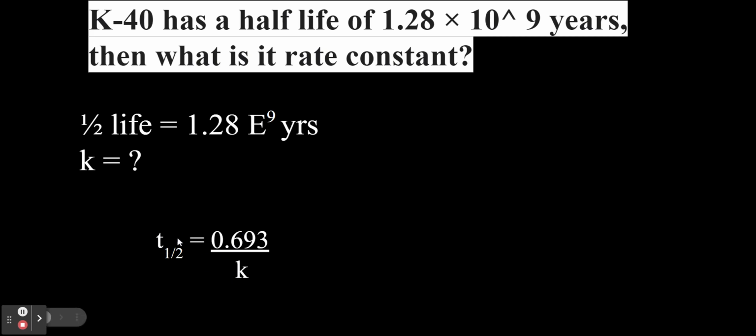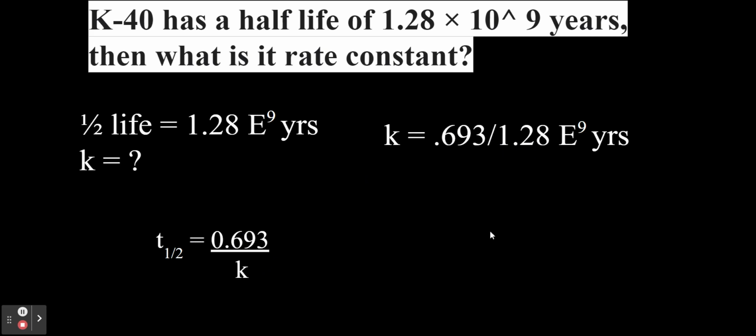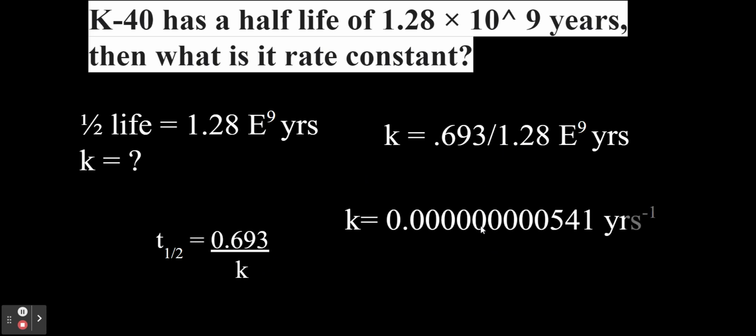I'm going to plug it in here and then divide both sides by that and multiply both sides by k, and I'm going to get k is equal to those 2 things multiplied together. So I get the rate constant is this. That means the molarity changes that much every year. It's not a big change, but look at its half-life. It's enormous.